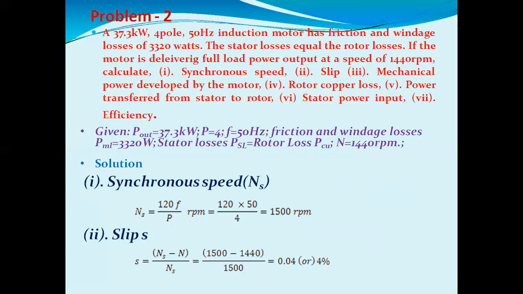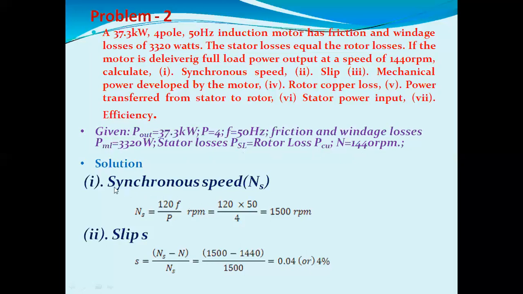So the data that is given: the output power is 37.3 kilowatt, poles are 4, F equal to 50 hertz, friction and windage losses PML is 320 watt, and it is given that the stator losses are equal to the rotor copper losses, so stator losses PSL equal rotor losses PCU, and N equal to 1400 rpm.